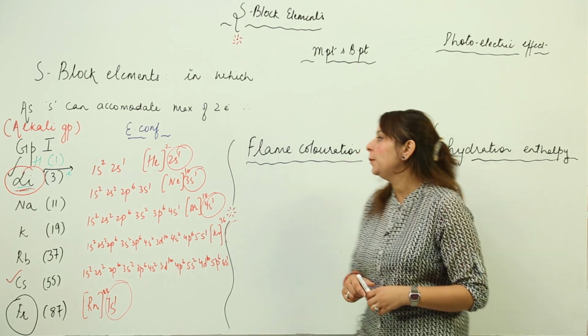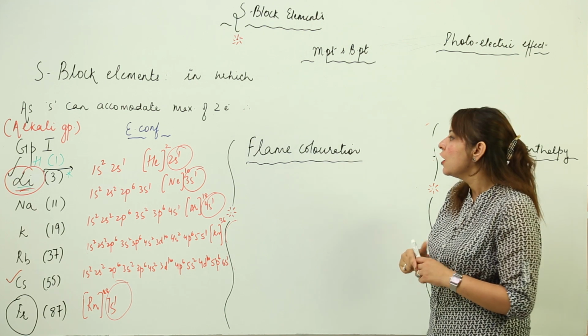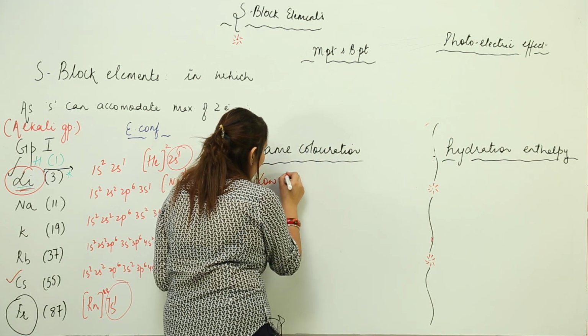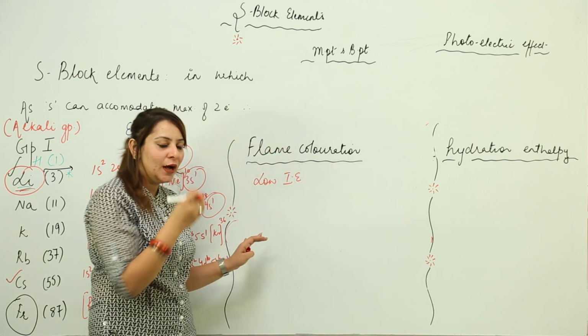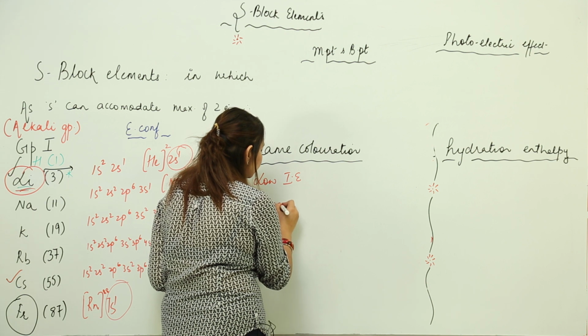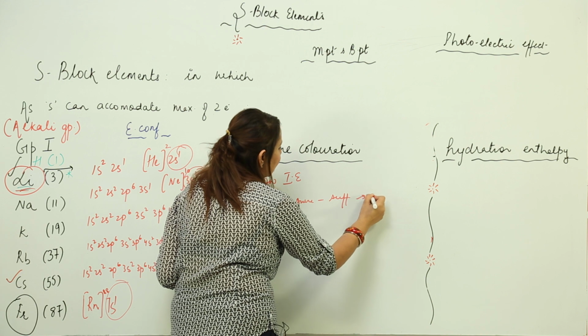So now the next property is flame coloration. This is a characteristic property of the alkali metals. As you know, they have low ionization energy. So the energy of a Bunsen burner is actually sufficient to cause an excitation.